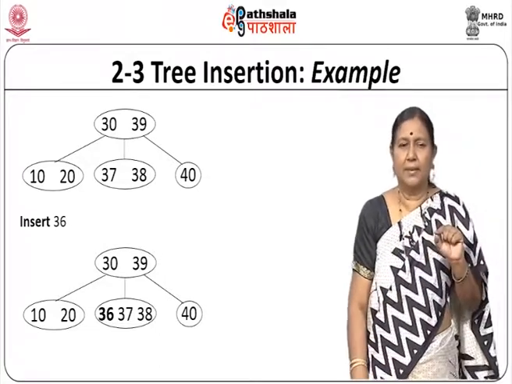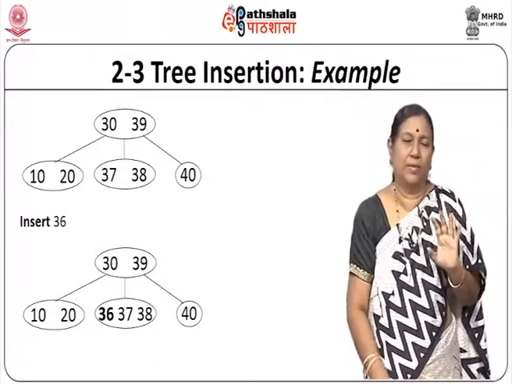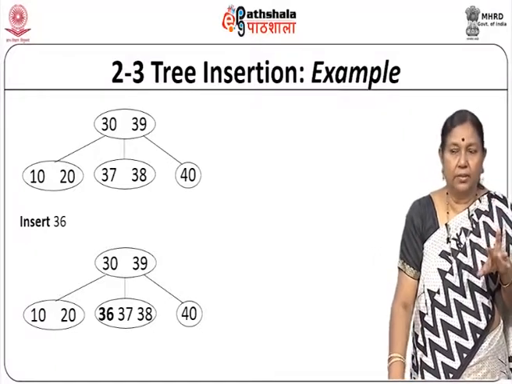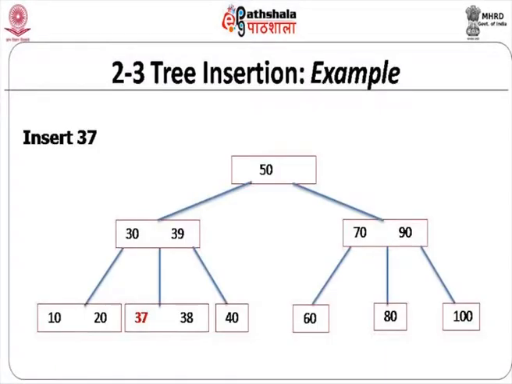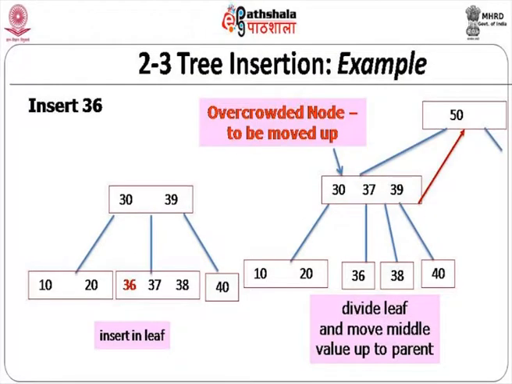When it goes into the middle tree, what happens? We will see this as we go along. So, now it has 3 values. Now, let us assume that we want to insert 37. 37 has been inserted. Now, you want to insert 36, that is what we saw before. So, 36 is inserted. Now, if you look at this here, this 36, 37, 38 is overcrowded. So, you have to divide that leaf and move the middle value up to the parent.